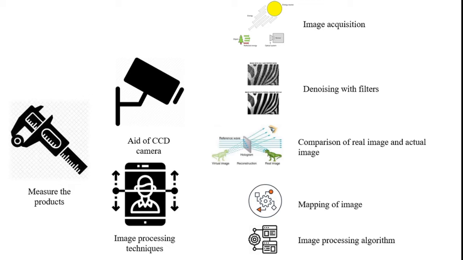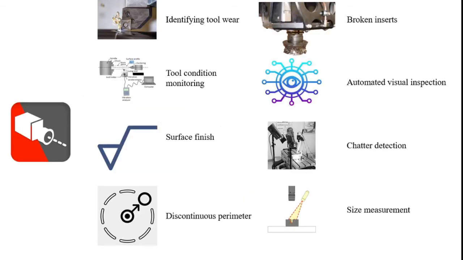A similar procedure is utilized in industries. Machine vision is used for identifying tool wear, tool condition monitoring, surface finish, discontinuous perimeter, broken inserts on the machine spindle tools, and automated visual inspection rather than normal manual visual inspection with the naked eye. The cameras are used for making images, and we can infer what difficulties and flaws are available on the surfaces, and for chatter detection. From machine vision, we can also interpret data about machinery chatter.